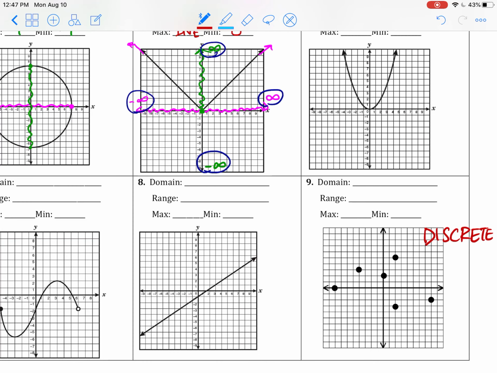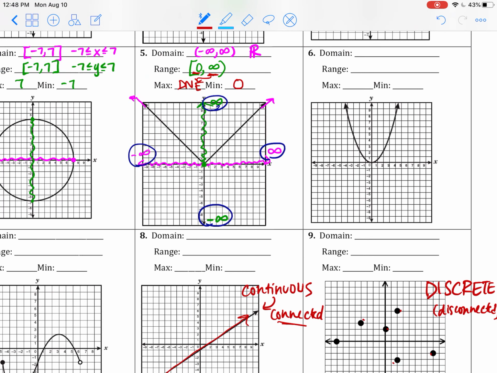Discrete versus continuous. Discrete means disconnected, just isolated points. Continuous means connected. Disconnected, connected. And so every other example on this page has been continuous or connected, meaning we can draw the whole graph without picking up our pencil.